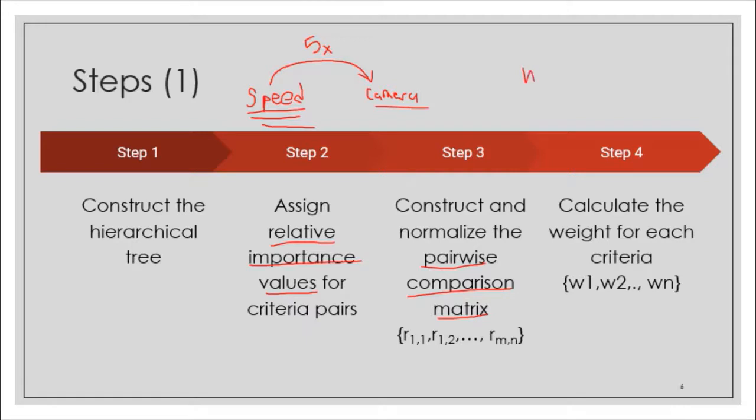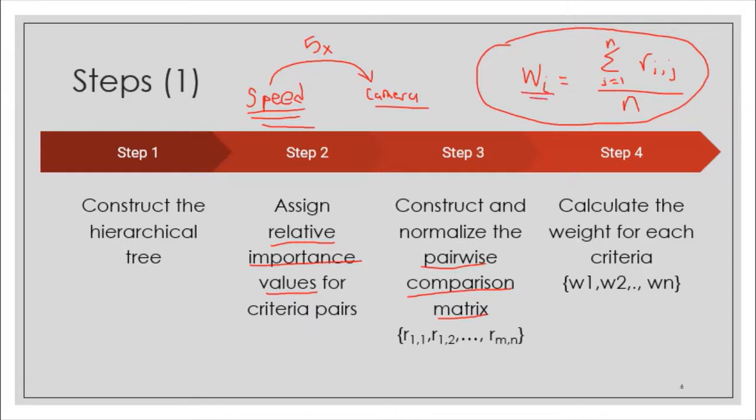To calculate the weight of criteria i, we'll just do the summation of the elements in this row, and we'll divide by the number of criteria that we have in our study, n. So here the summation would be from j equals 1 to n. And that's how we calculate the weight for each criteria in our model.